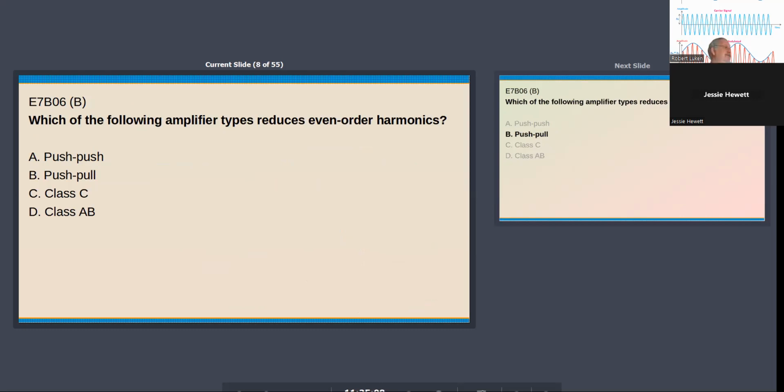So, which of the following reduces even order harmonics? Push-pull.